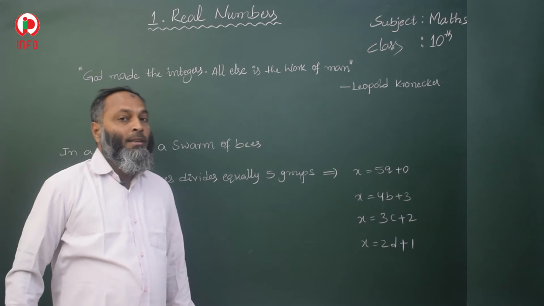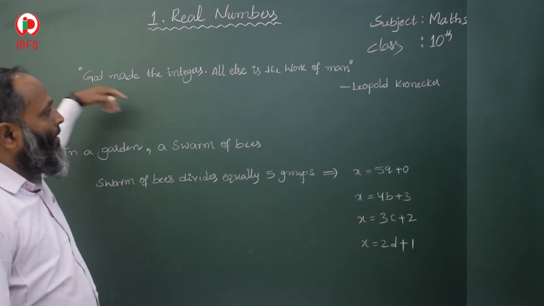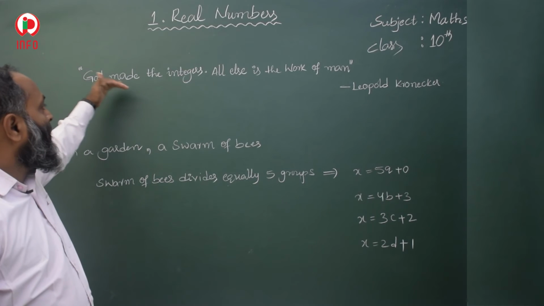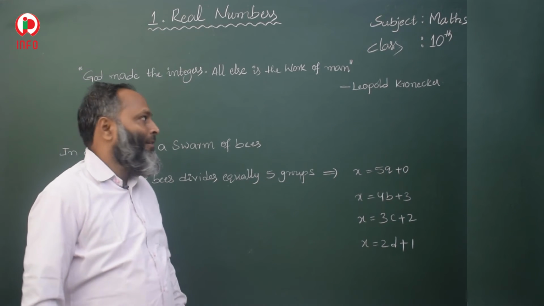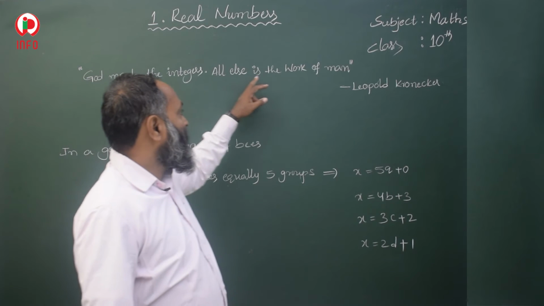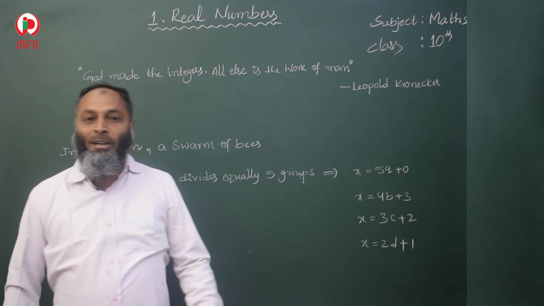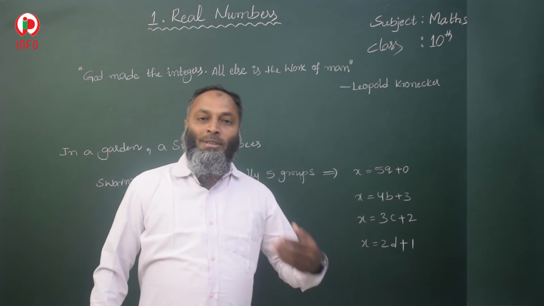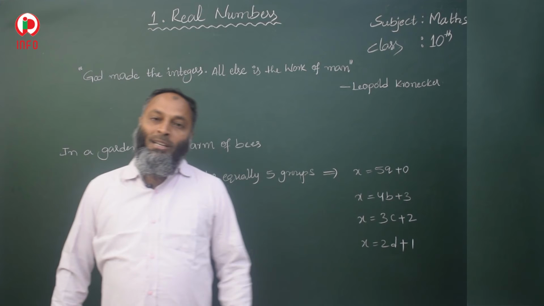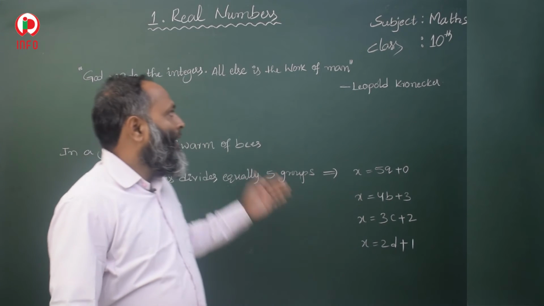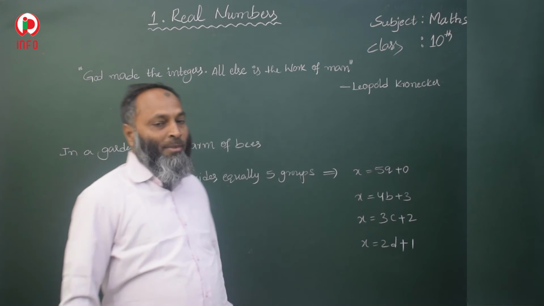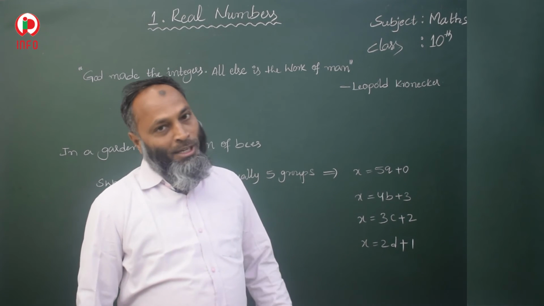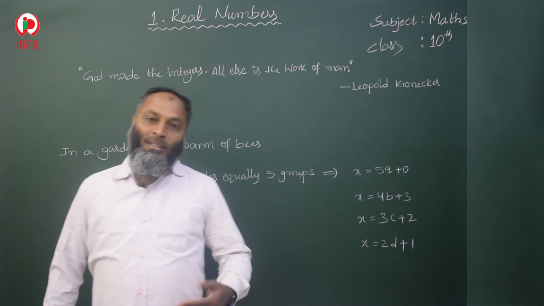Now students, Leopold Kronecker said: God made the integers, and after that, all else is the work of man. Integers we already discussed: negative numbers, positive numbers, including zero. All else is the work of man, meaning how to add, how to subtract, how to multiply, and how to divide. All these things man did.